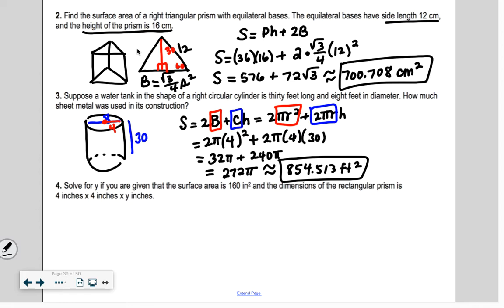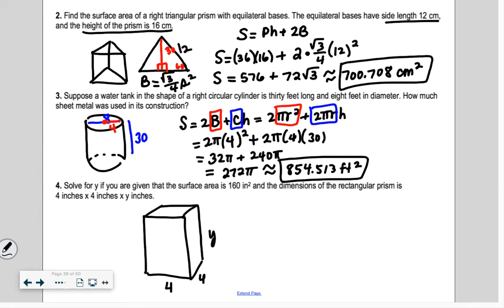Okay, so number 4, it says solve for y if you're given that the surface area is 160 square inches and the dimensions of the rectangular prism are 4 by 4 by y. It doesn't matter which one was the 4, the 4, or the y, right?